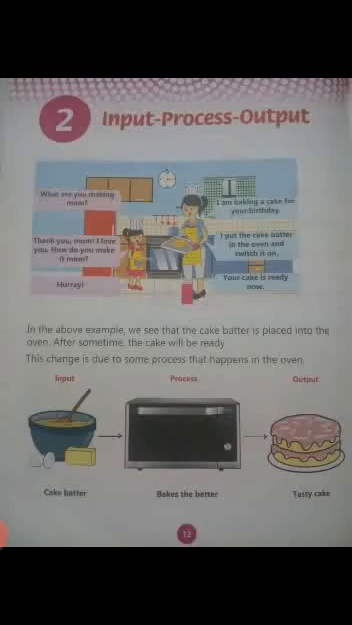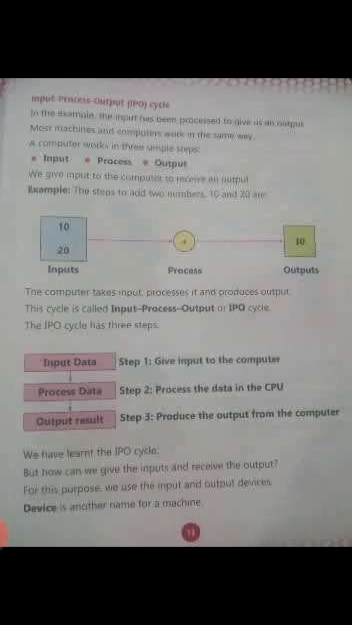Okay children, have you understood this one? Input, process, output. Cake batter, bakes the batter, tasty cake. Okay, so moving on to the next page, that is page number 13. Here we are going to see what input, process, output means. It is otherwise called the IPO cycle. That's what we are going to see here. Input, process, output is otherwise said as the IPO cycle.